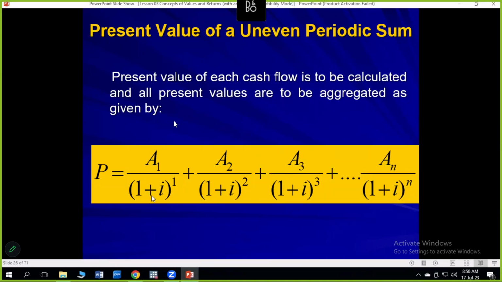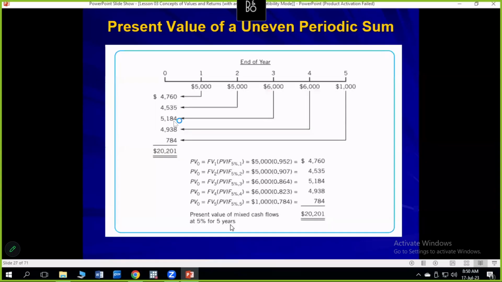1 plus i to the power 1, something like that, it would be going on. Or you can multiply this with the factors, the present value interest factor. So you can understand that with the illustration.